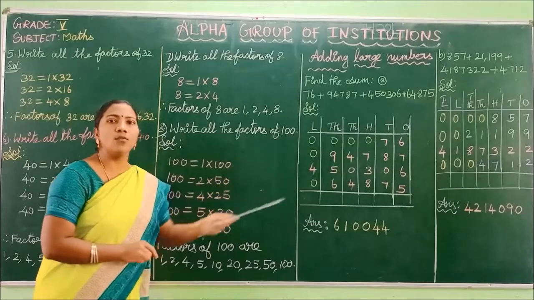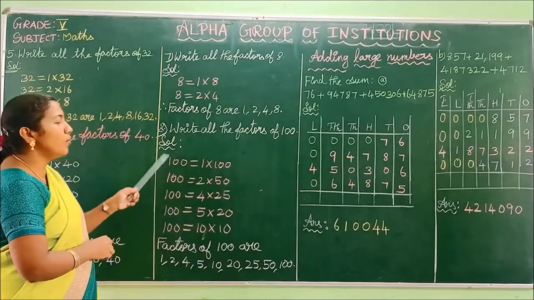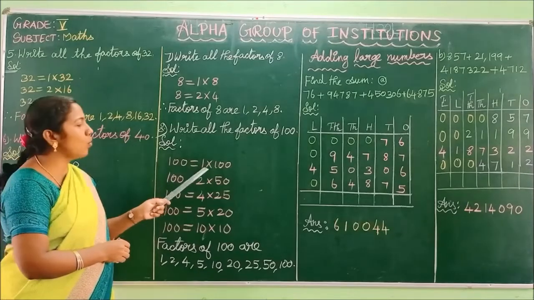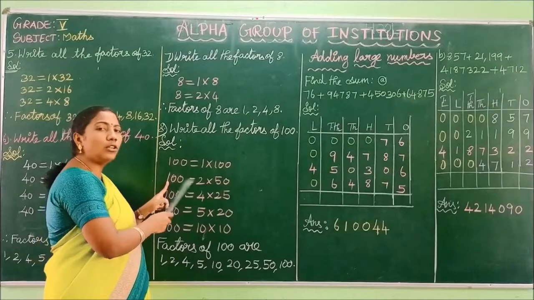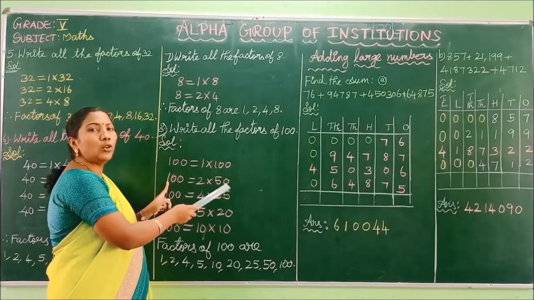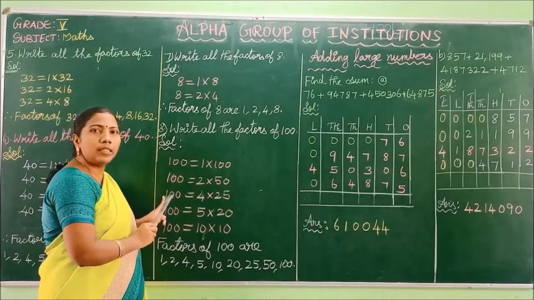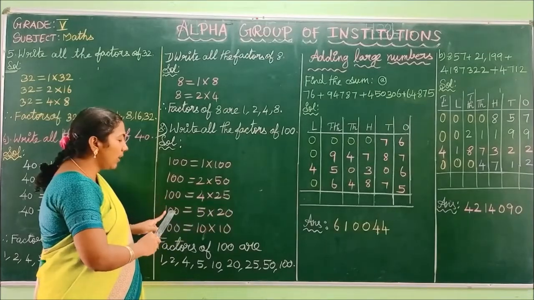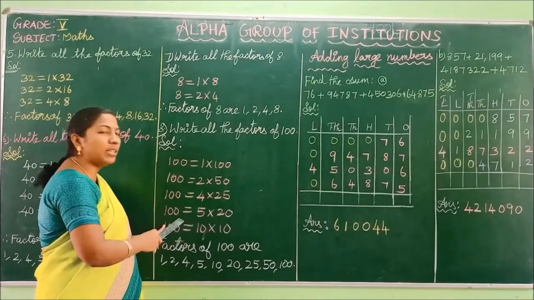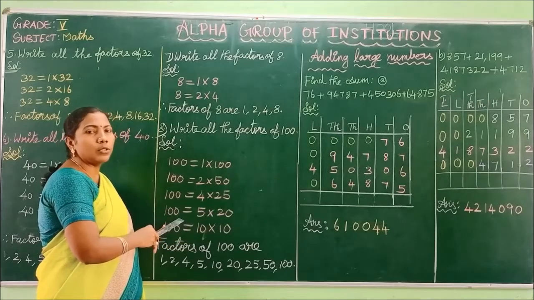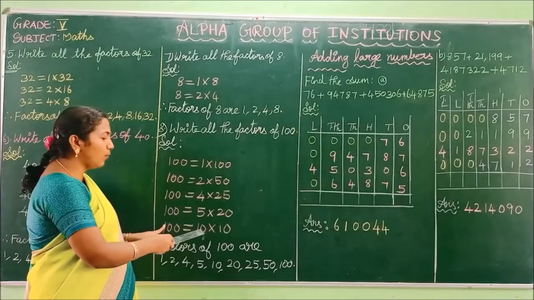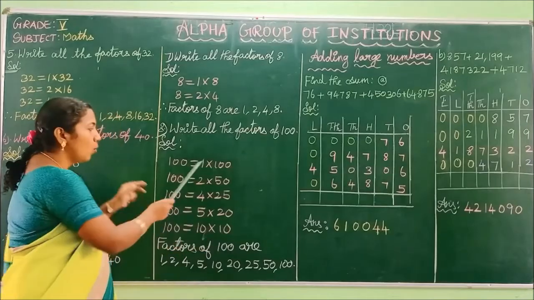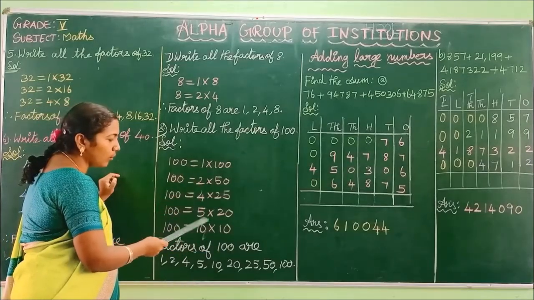Write all the factors of 100. Now we are going to find the factors of 100. First step, you have to write 100 as the multiple of 1. So 1 into 100. 100 also comes in the 2 table, so 2 into 50. It does not come in the 3 table. It comes in the 4 table, so 4 into 25. 100 can be written as 5 into 20. It does not come in the 6, 7, 8, 9 tables. After that, 10: 10 into 10. Thus factors of 100 are 1, 2, 4, 5, 10.